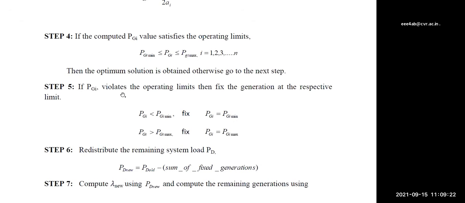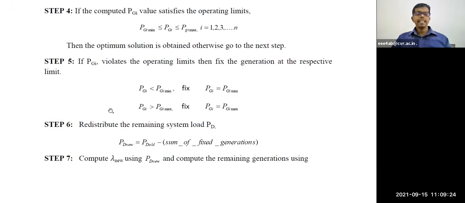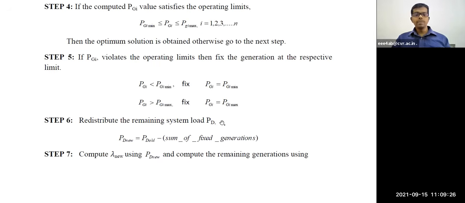Next, step number 6. What is step number 6? Redistribute the remaining system load by using the formula. That is PD new is equal to PD old minus the sum of the fixed generation not satisfying the operating limits. Say for example, in a 3 generating unit system problem, the first and third generating units do not satisfy the operating limits. So we need to sum the fixed generations.